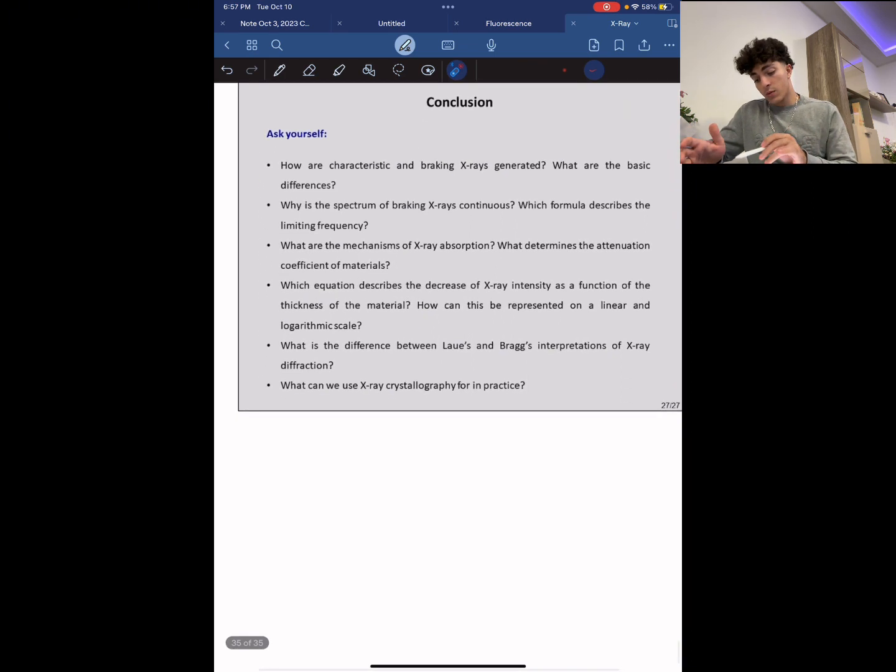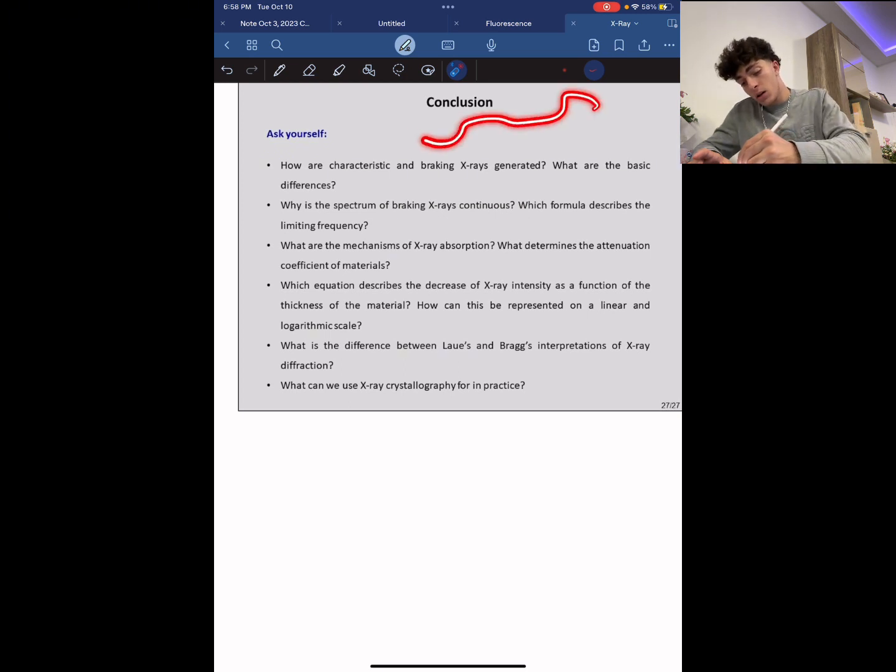Then it says, why is the spectrum of breaking X-ray continuous? Which formula describes the limiting frequency? Okay, so what do we say here? Breaking X-ray is continuous. Why? Because it loses its energy in many random steps, right? Because it goes like, wee. And here's like 1, 2, 3, for example, giving energy like this in X-ray photons.